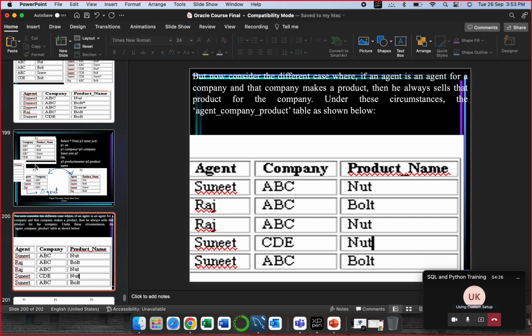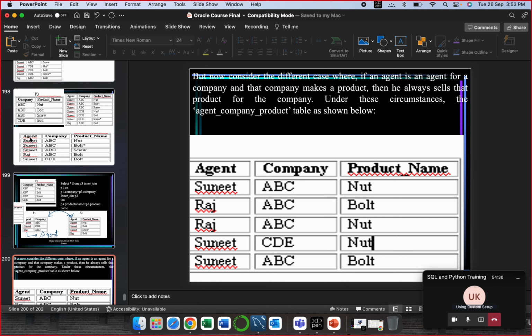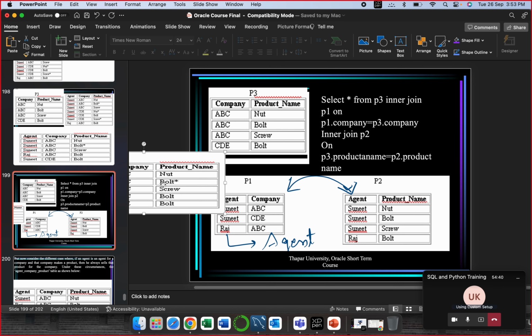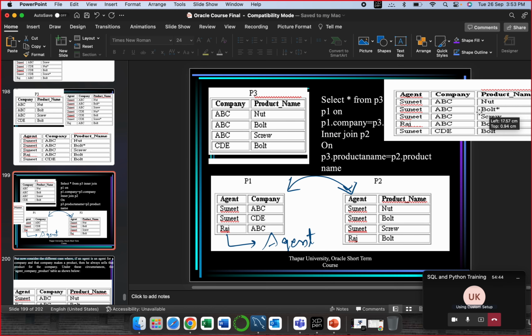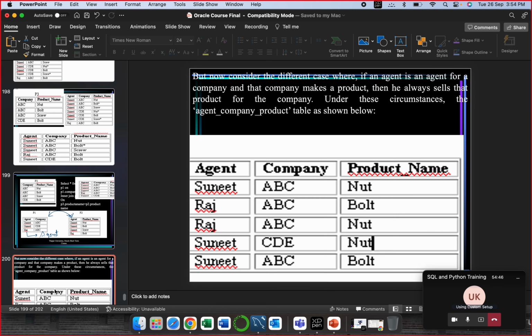So the same thing what we studied over here, this is the same table. If you see this right left hand side where my cursor is, slide number 198, we have agent, company and product name. Here also we have agent, company. This is the same table that they have picked up in the next slide. The same one.